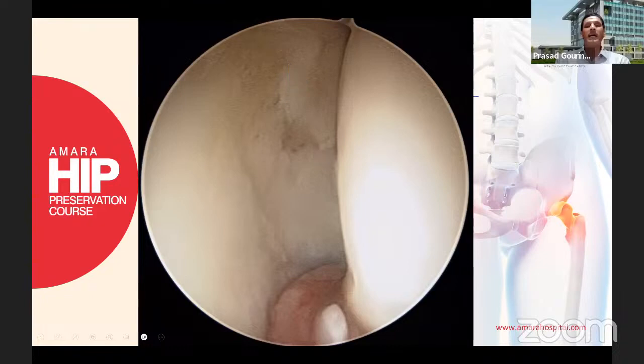So a type 3 labral tear is a dysplastic labral tear. Again, the head is subluxating. It also has a hypertrophied labrum and causes a labral tear.